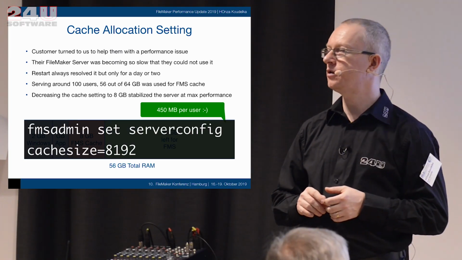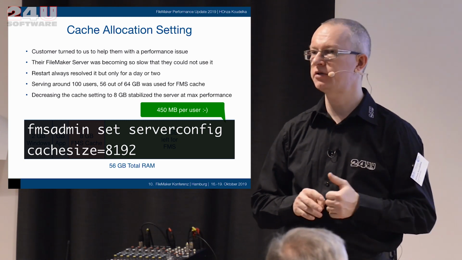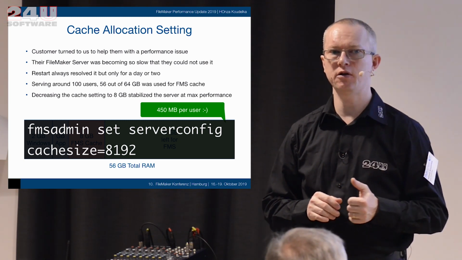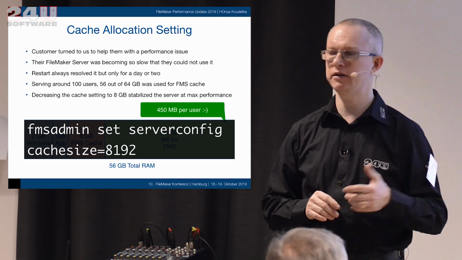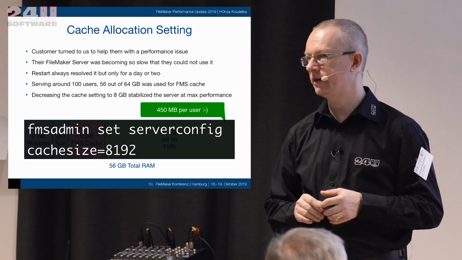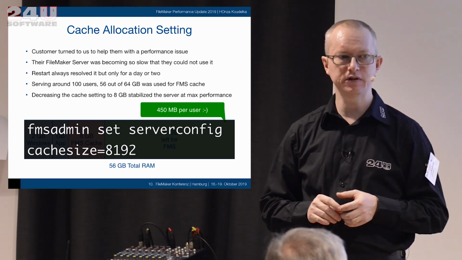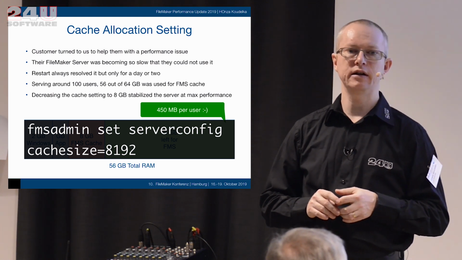For those who don't know, since FileMaker Server 17, the size of the cache allocation can no longer be set in the web-based admin console. You have to do it through the command line. The default allocation is 500 megabytes, and for small solutions it's enough.